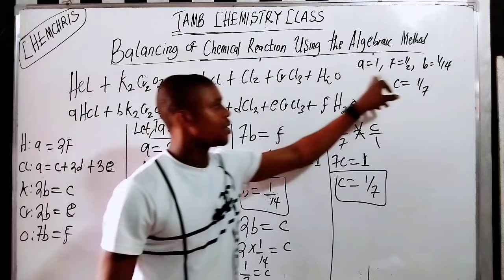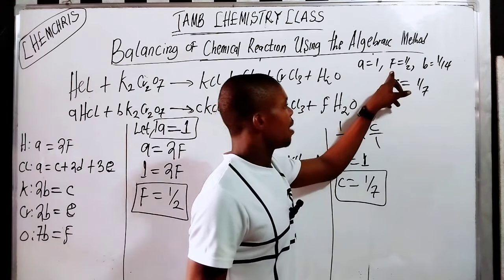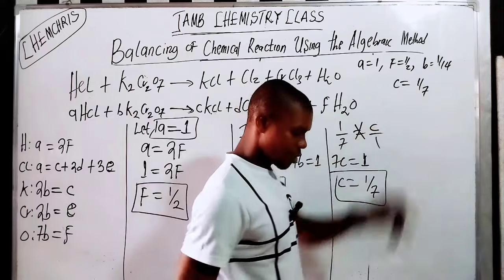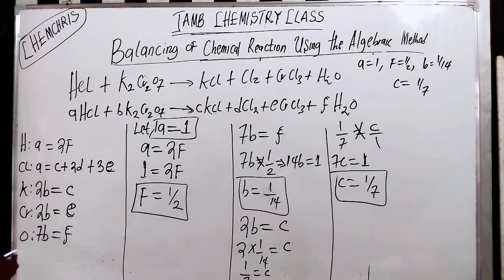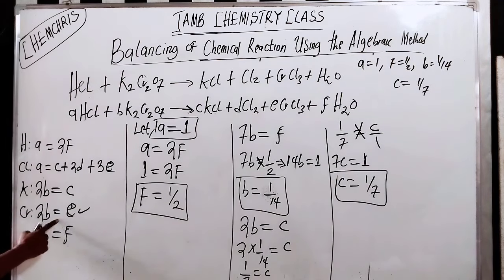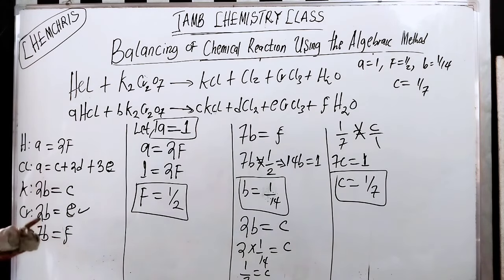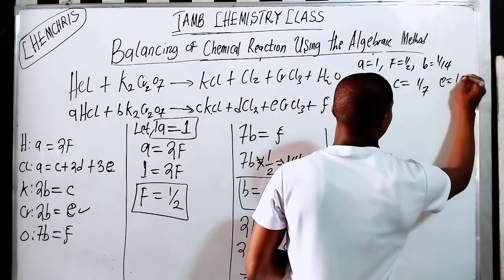So I'm writing A, B, A, C, B, C, A, F, A, F, B, C. Right? So what is the next thing? Now I can easily solve for my E. Let me start: my E is going to be the same as C, because 2B equals C and 2B equals E. So C and E are the same, so my E is already equal to 1 over 7.